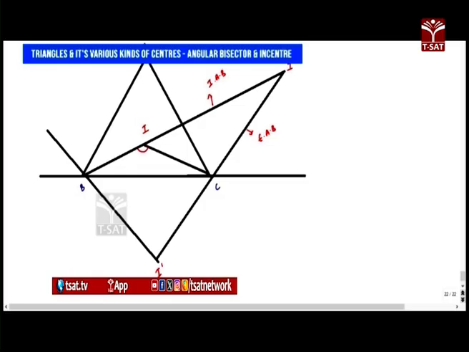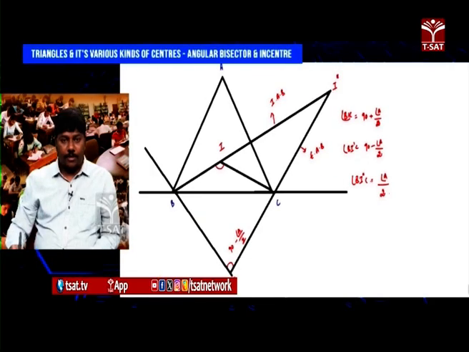We know angle BIC is 90 plus angle A by 2. Angle BI dash C is 90 minus angle A by 2. Angle BI double dash C is simply angle A by 2. So these three are very important when it comes to angular bisectors. Now we will look at some problems based on angular bisectors.